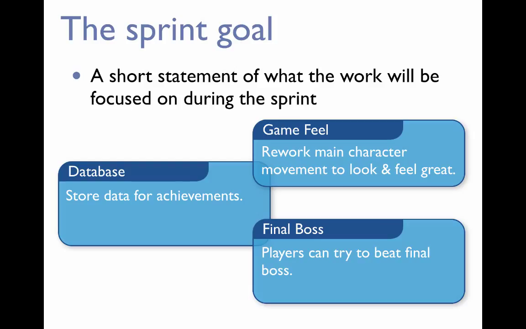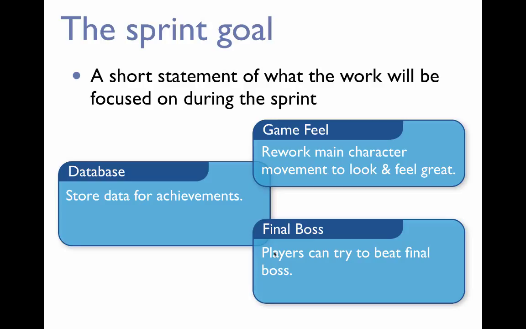That's the sprint goal. It's a short statement of the work that you will try to accomplish in that sprint. So it could be something technical, like you say, we want to implement the database for storing achievements. Could be something that is reworking, refactoring, iterating. So you could say, this sprint is all going to be about game feel. We want to rework the main character movement to look and feel great. That's the sole focus of this one, because we think this is what helps the game most in the next iteration. Or implementing a new feature like a final boss, players can try to beat the final boss. That's the focus of our iteration.